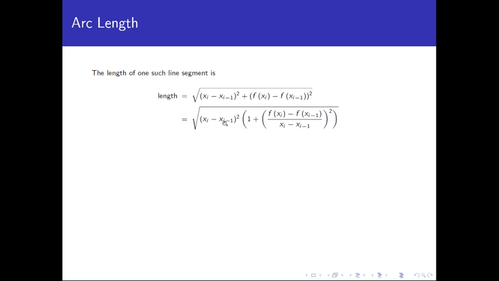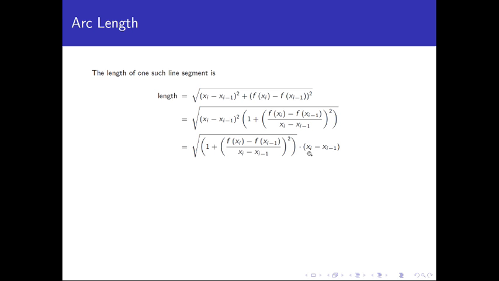So when I factor off the x sub i minus x sub i minus 1 squared, I'll have that x sub i minus x sub i minus 1 squared in the denominator. And I just pulled out the square over top and bottom. So I've got 1 plus this fraction squared. Now I've got a product on the inside of my square root, so I can just take the square root of that first piece, pull it out, and I'm just going to put it at the end.